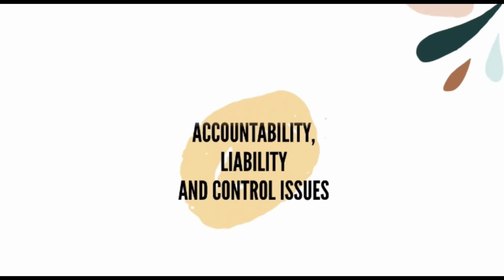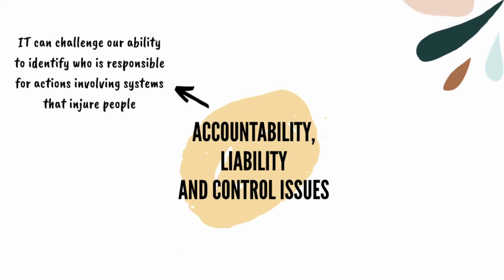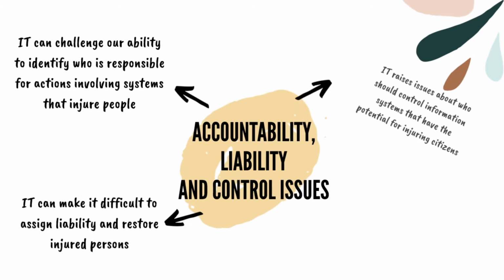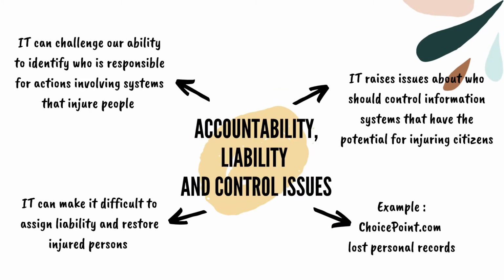Accountability and liability are synonyms of responsibility. So, what are the issues about responsibility toward information systems? There are three. First, IT can challenge our ability to identify who is responsible for actions involving systems that injure people. Second, IT can make it difficult to assign liability and restore the injured person. Third, IT raises issues about who should control information systems that have the potential for injuring citizens.